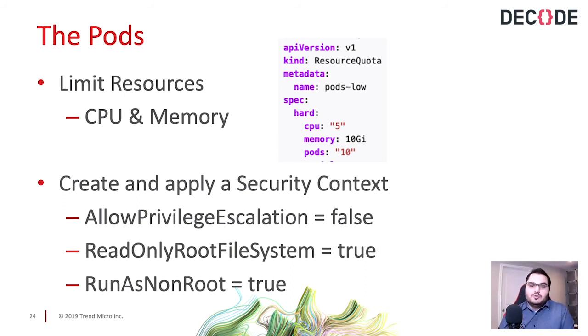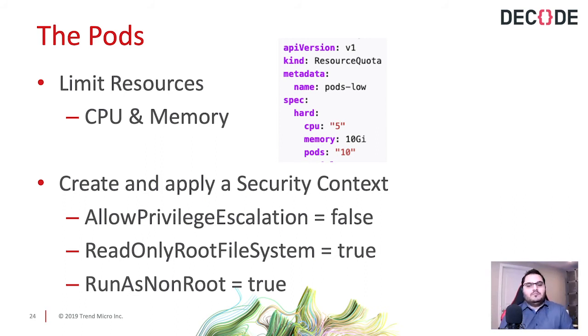Another thing that you can do is create and apply a security context, which is kind of a security settings that you can do for your pod. Some of those are listed here. For example, allow privilege escalation false, right? So you don't want your containers to be able to escalate privilege and get more capabilities, right?